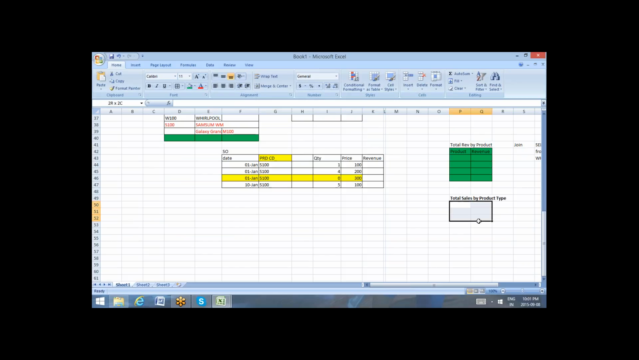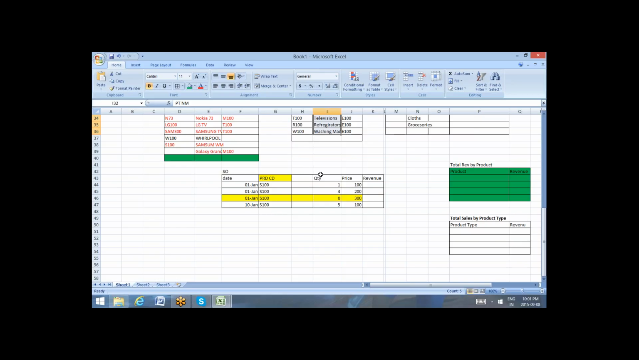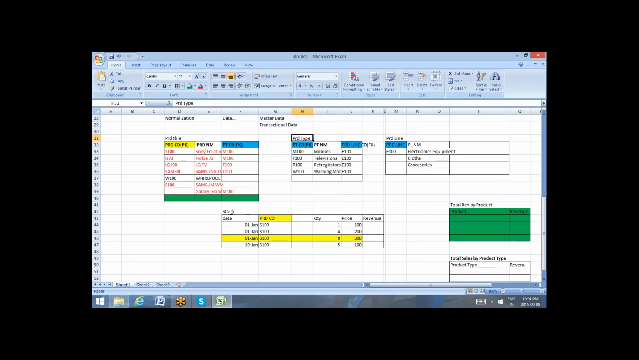Now this report has some information: what is the revenue this time, and what is the product type. If I want this report generated, he needs to bring the product type column from this table, and the revenue column coming from the sales table. So somehow I need to join the product type table and the sales order table. In any SQL statement, if you want to join multiple tables together, we should have some common column. Right now, if you look at the product type table and the sales order table, we don't have any common column.